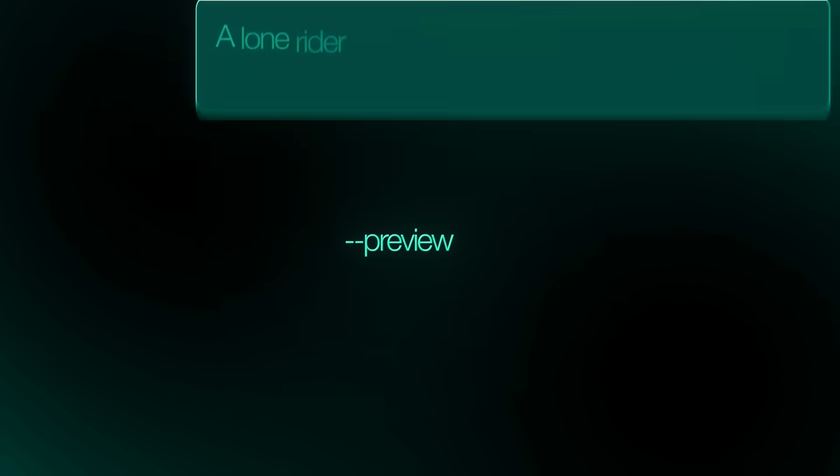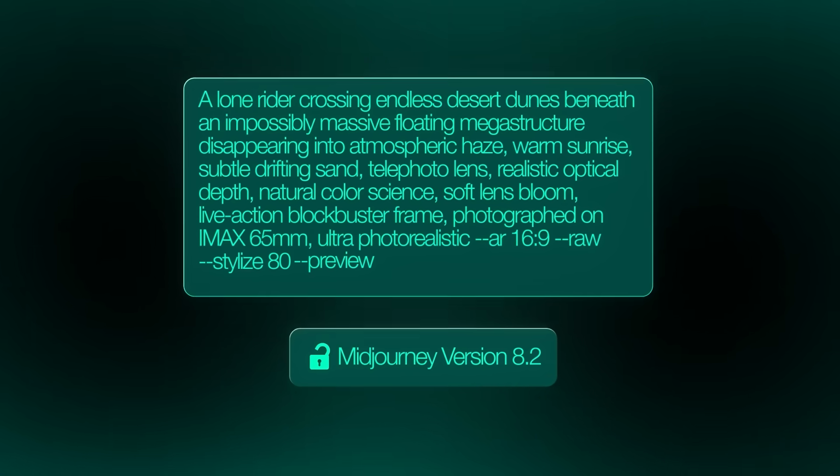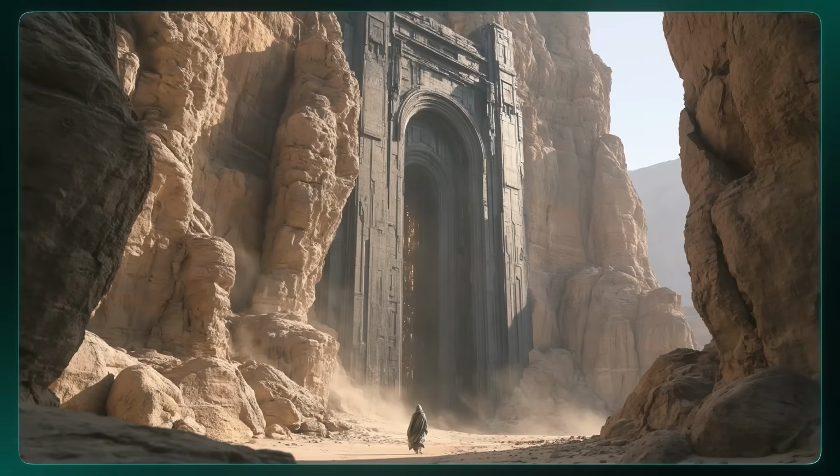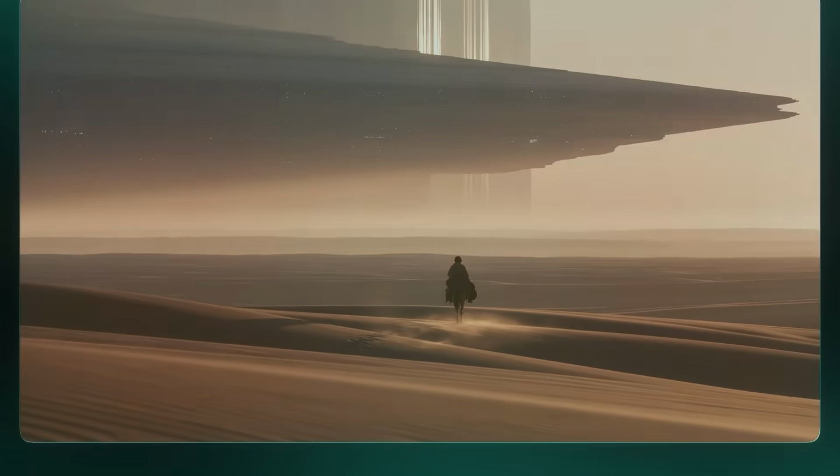Next, let's move on to one of the latest features in Midjourney version 8.2. The first thing I noticed with Midjourney's new model is just how much better the realism got. But here's the important part. You have to actually type --preview at the end of your prompt to unlock this mode. Otherwise, you're just running the regular model. Once I added that, my images had much more natural lighting, believable camera composition, realistic depth, and subtle imperfections that made them feel like actual frames pulled from a live action film instead of digital artwork.